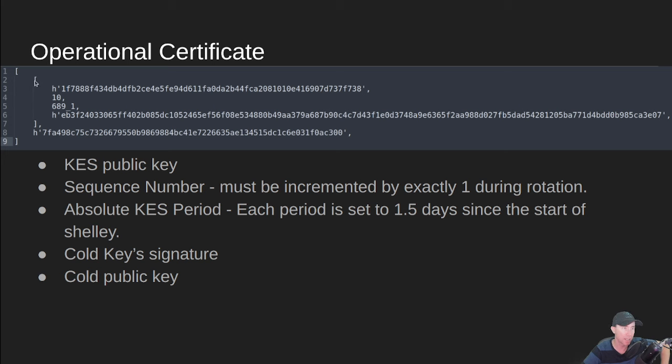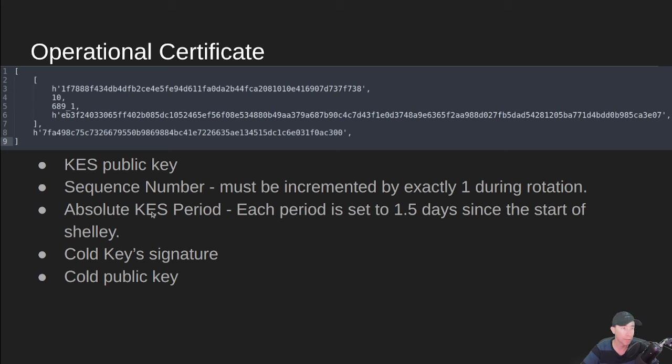The first thing the operational certificate includes is the public key of your KES. And it includes a sequence number, which is the sequence number of the operational certificate. Every time you generate a new operational certificate, this value must be incremented by exactly 1 during the rotation. Otherwise, the other nodes will not accept this certificate as valid.